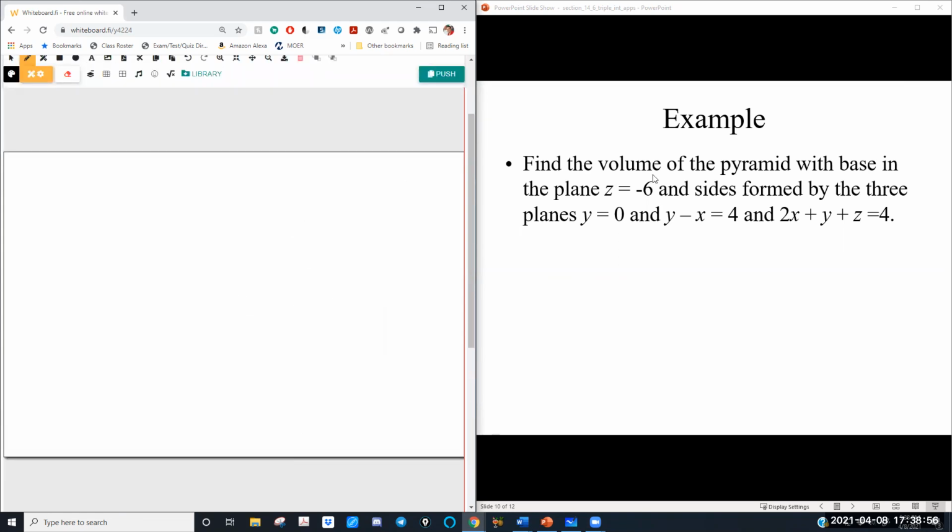All right, so find the volume of the pyramid with a base in the plane z equals -6 and sides formed by 3 planes: y equals 0, y minus x equals 4, and 2x plus y plus z equals 4. So there is a lot going on in this one, right? We got 2 implicit equations. So let's take a look.